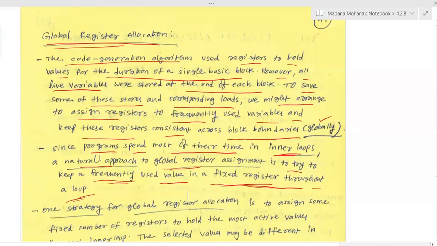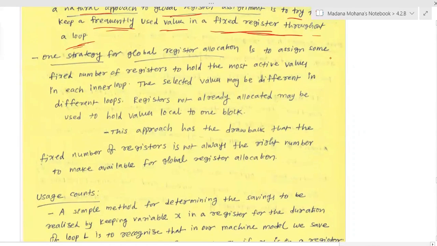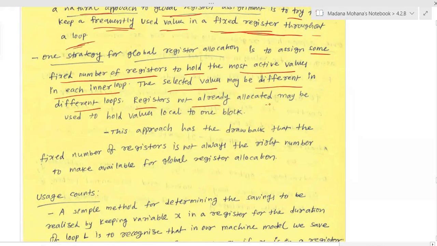One strategy for global register allocation is to assign some fixed number of registers to hold the most active values in each inner loop. The selected values may be different in different loops. Registers not already allocated may be used to hold values local to one particular block. This approach has the drawback that the fixed number of registers is not always the right number to make available for global register allocation.